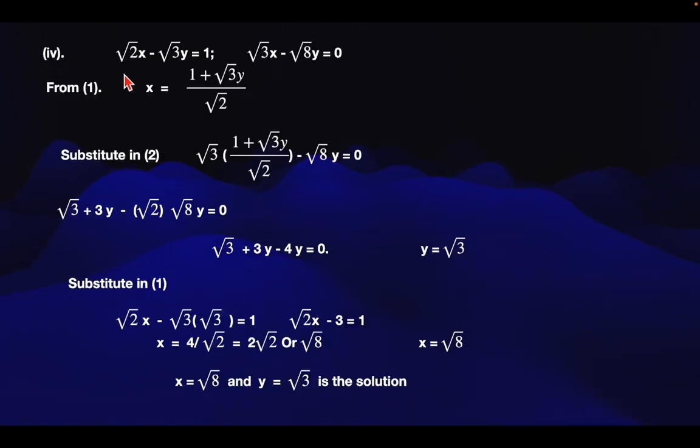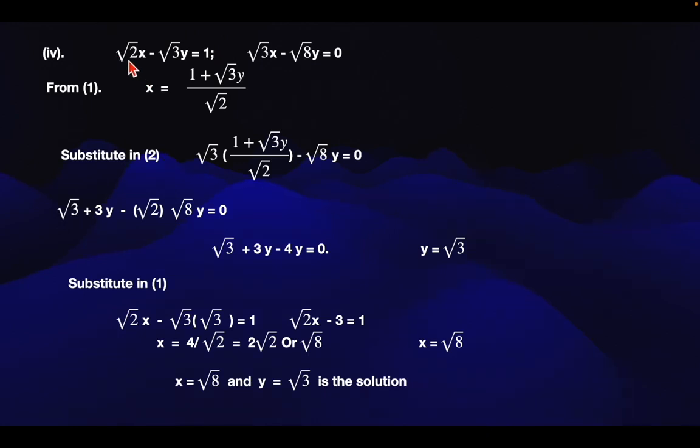Okay, fourth sum: root 2x minus root 3y is equal to 1, and root 3x minus root 8y is equal to 0. So these are the two equations. Let us do it by substitution. Take this first equation.